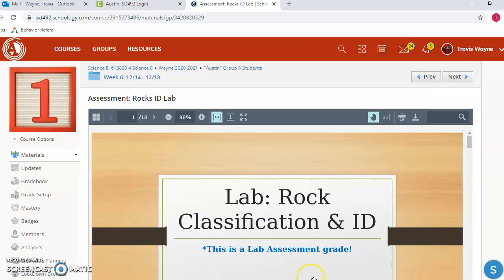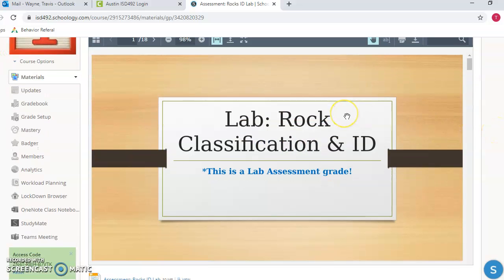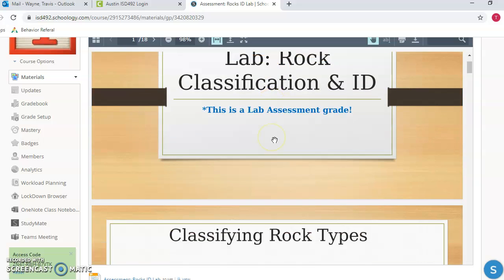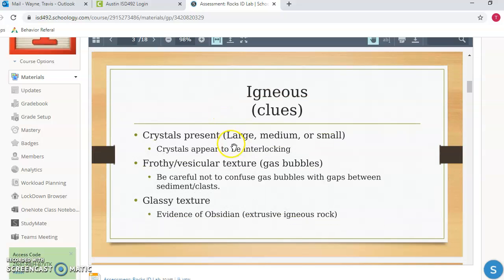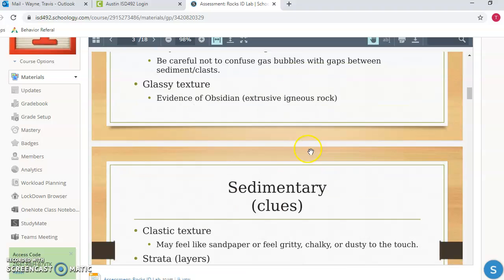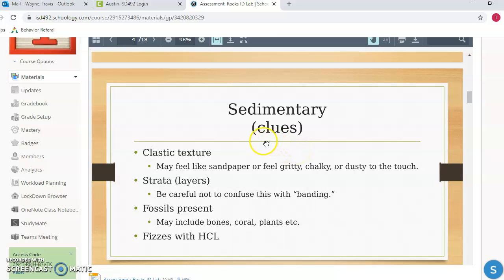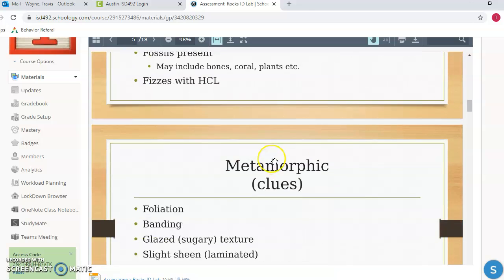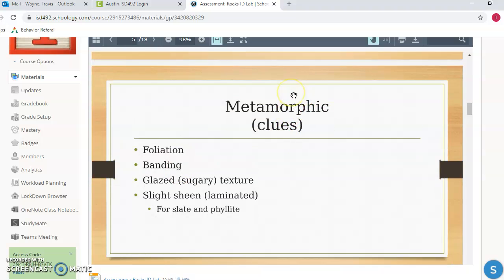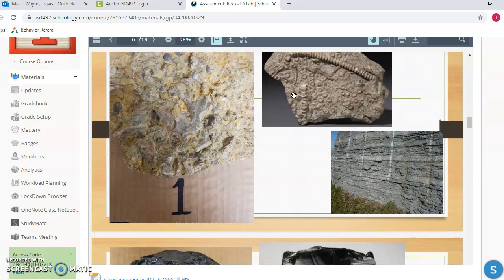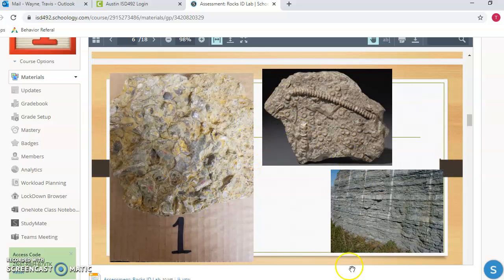All right, so at this point, the PowerPoint should be loaded. This is what you're going to be seeing when you have access to that PowerPoint. Within the PowerPoint, the first few slides are your instructions, and then there are some helpful hints. These are some clues to look for igneous. These are some clues to look for sedimentary. And then these are the clues that you look for metamorphic. After this slide is your first picture, which is this rock here.